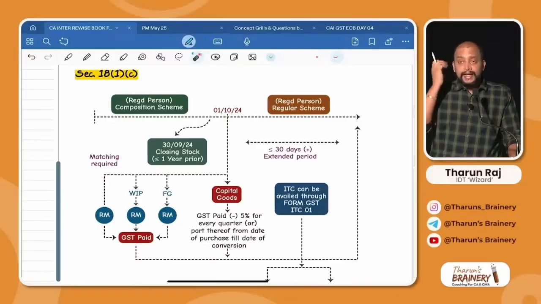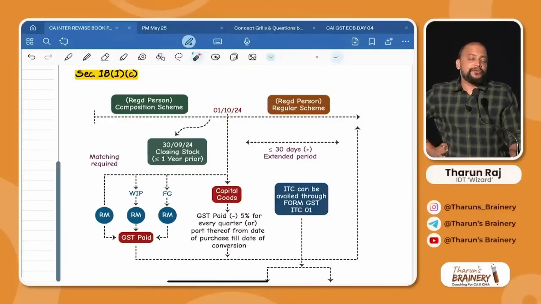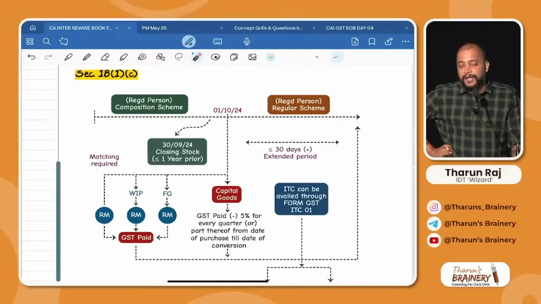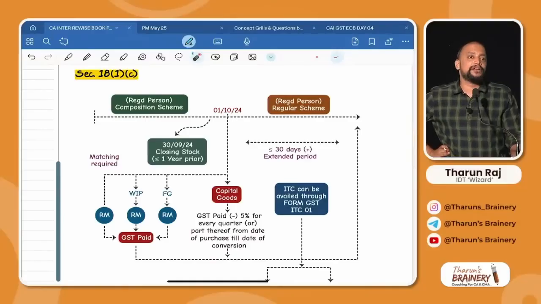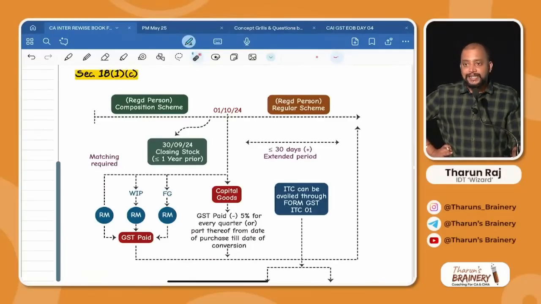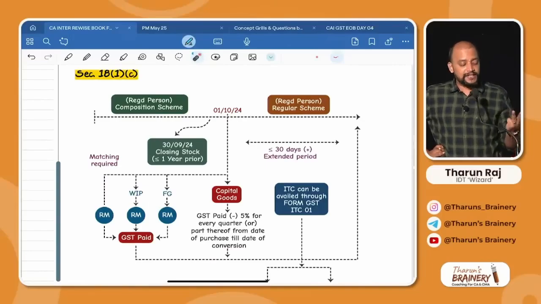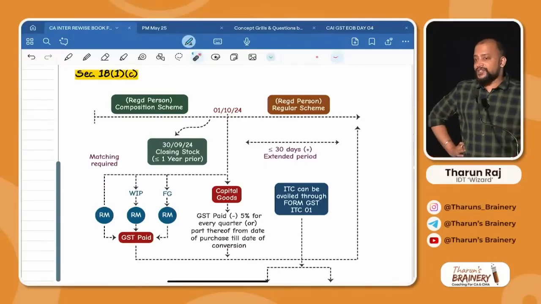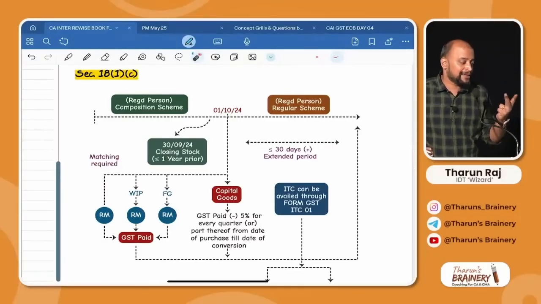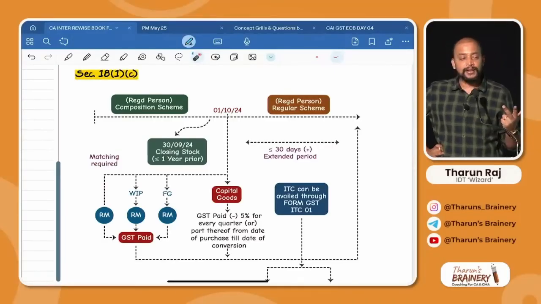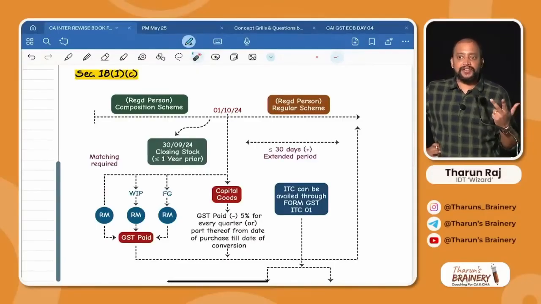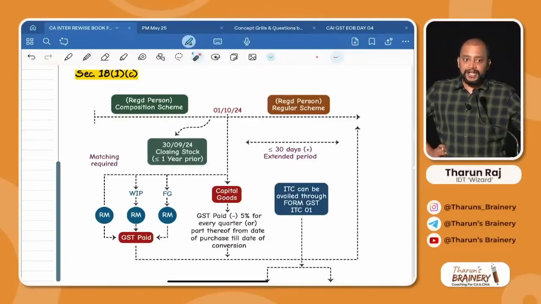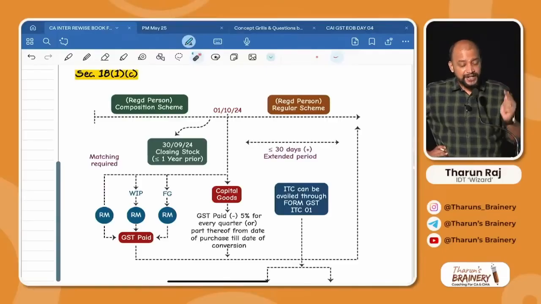What is the difference? In the previous two cases, we could not take ITC on capital goods, but here we can take ITC on capital goods after reducing 5% for every quarter or part thereof from the date of purchase till the date of conversion. Another difference: matching. There matching not required, here matching is required. Third difference, apart from situation: they were unregistered, now only getting registered. Here already they are registered.